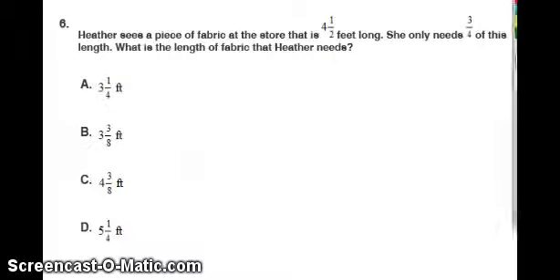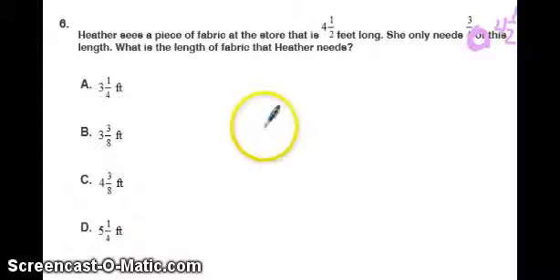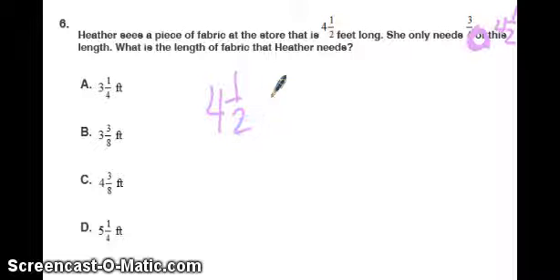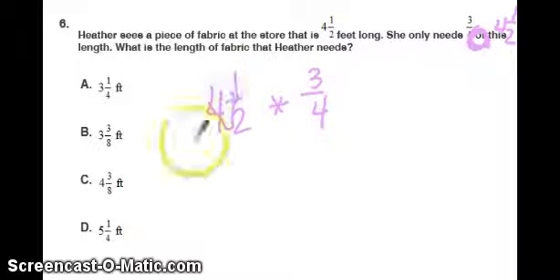Question 6. Heather sees a piece of fabric at the store that is 4.5 feet long, but she only needs 3/4 of this length. What is the length of fabric that she needs? 3/4 of this length. And it's talking specifically of 4 1/2. Hopefully you see this "of", and you remember from the pink foldable translating words to math, that "of" means to multiply 4 1/2 by 3/4. Change this into an improper fraction.